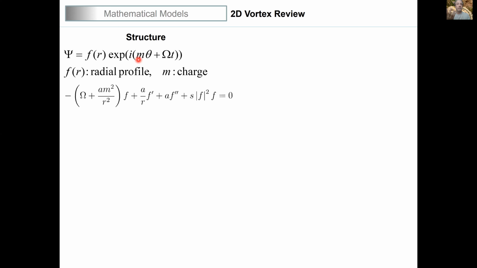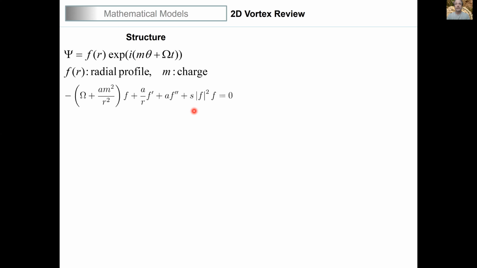And if you are familiar with quantum mechanics, that's where the word quantum comes from: quantized. So here I'm going to have vortices that have a quanta of angular momentum described by this charge M. That could be positive or could be negative. And if you just insert this ansatz into the nonlinear Schrödinger equation, you end up with an ordinary differential equation with boundaries, what is called a boundary value problem.